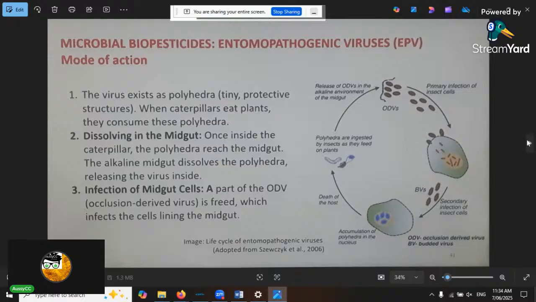Microbial biopesticides. I use the more modes of action. You can read that while I get another little lolly.